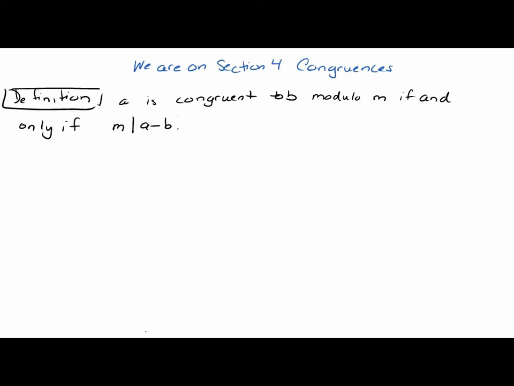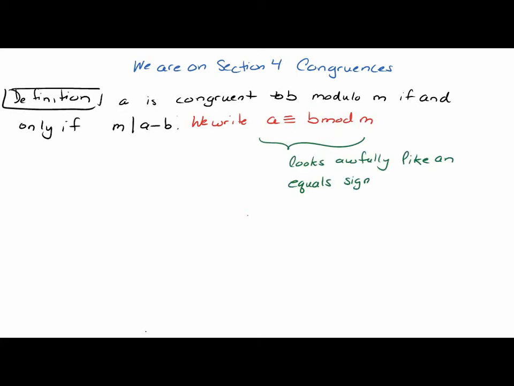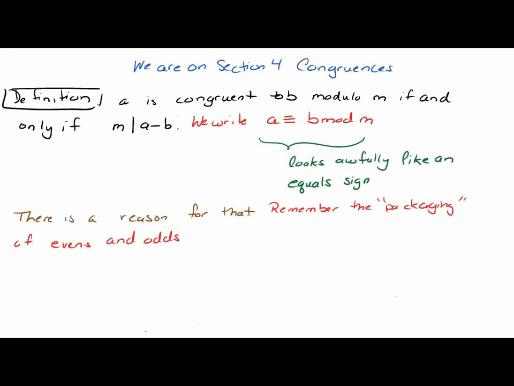So your next question should be, why would someone create this crazy definition? Why don't they just work with M divides A minus B instead? We write A is congruent to B mod M with the triple equal sign. That's the reason we use congruences: it's a way to use equality. The triple equal sign reminds you of equality. It's some way to talk about when two numbers are related to each other beyond just being equal. It looks awfully like an equal sign, and there's a reason for that.